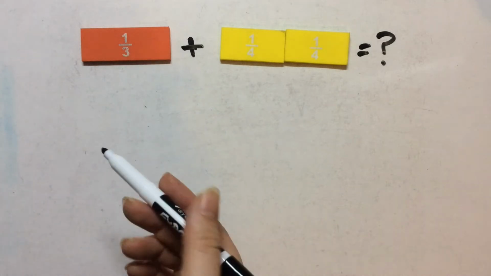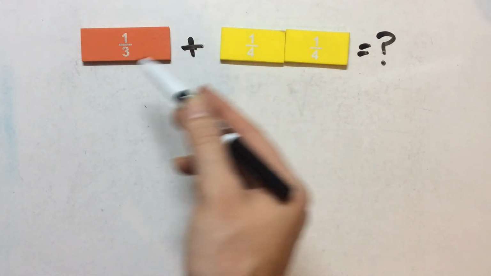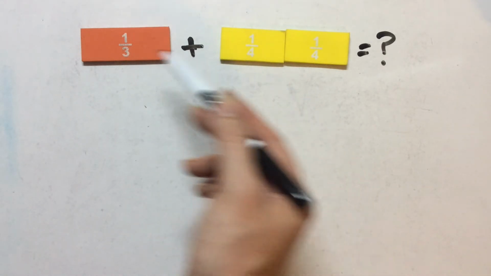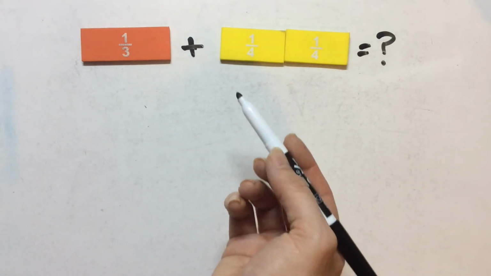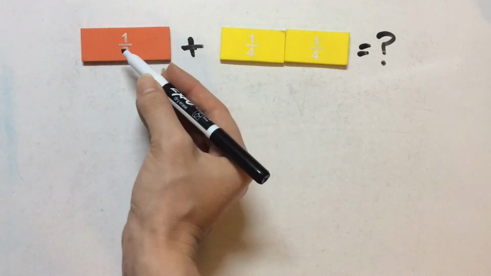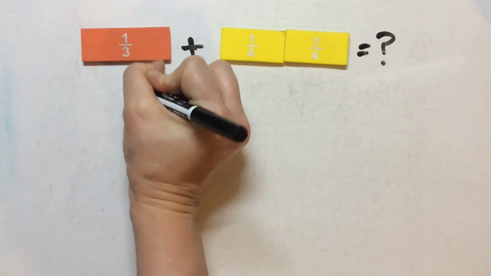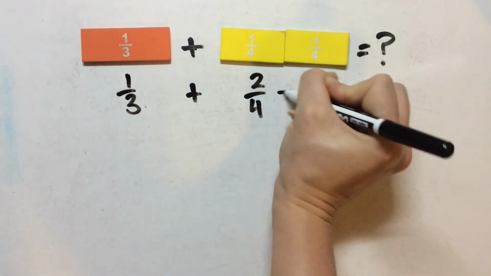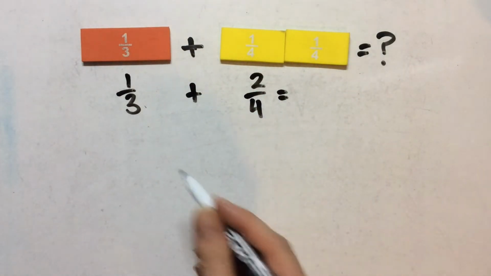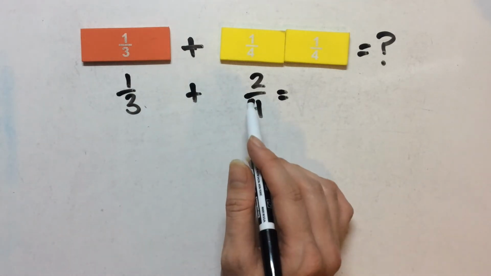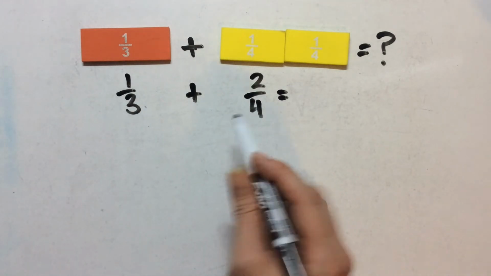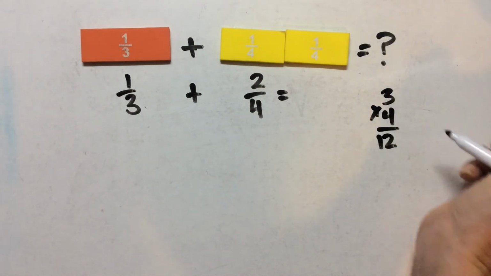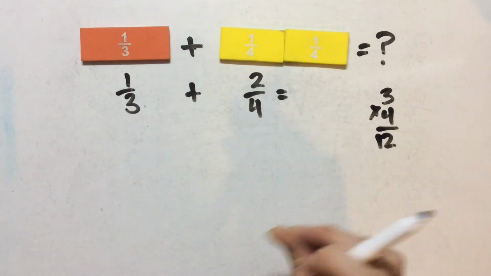Okay guys, so here's a pretty cool way to add two fractions that have different denominators together. Real quick and simple way to find a common denominator. So we're going to add 1/3 plus 2/4. Okay, so we can take these two denominators, 3 and 4, and multiply them together to get 12. So 3 times 4 is 12. So 12 is our common denominator.